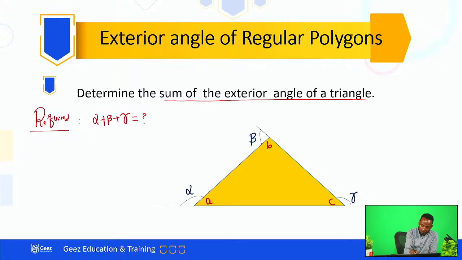Okay, this is a question. We need to know the sum of alpha plus beta plus gamma. This is the objective. Now let's see how we are going to do it.